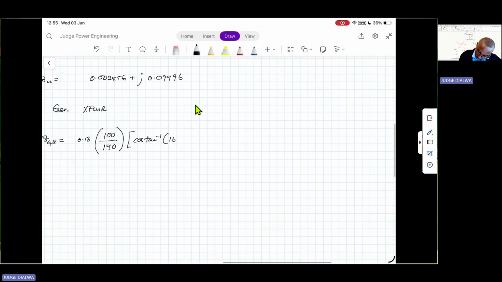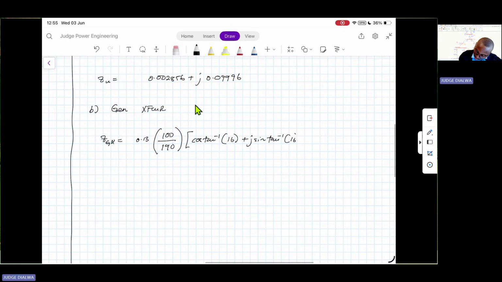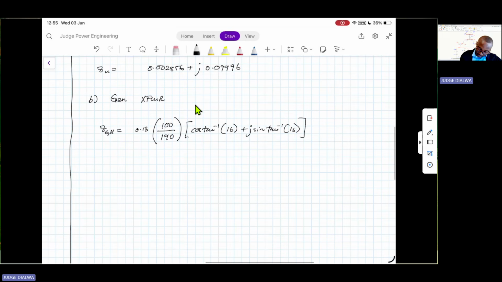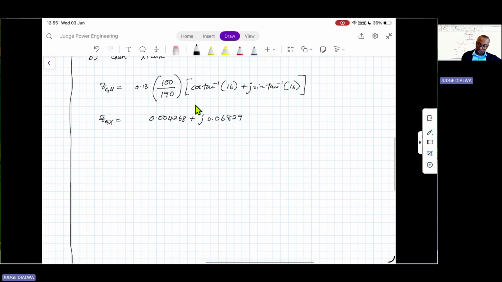plus j sine arctan 16. So once you compute that in a calculator, you should get 0.004268 plus j 0.06829. So done with our generator transformer.